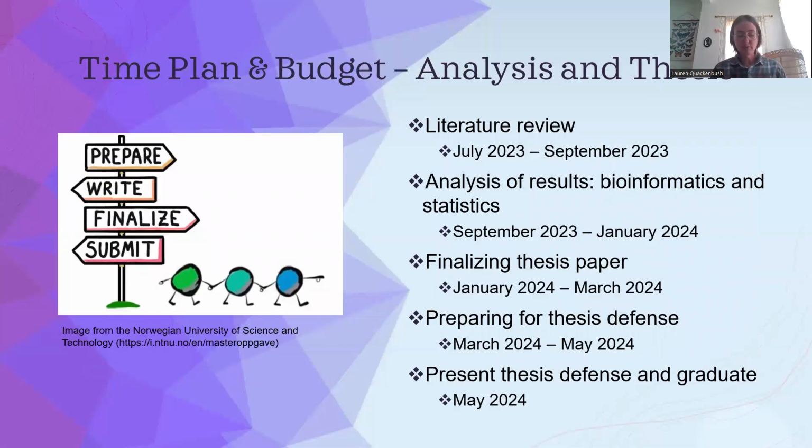Once I have the results from both sequencing and soil testing, I can begin on the bioinformatic and statistical analysis of the data. In the meantime, I'll be working on my literature review. Looking ahead, I'm planning to have my final thesis paper complete by March 2024 so that I can prepare my thesis defense ahead of graduation in May of that year.